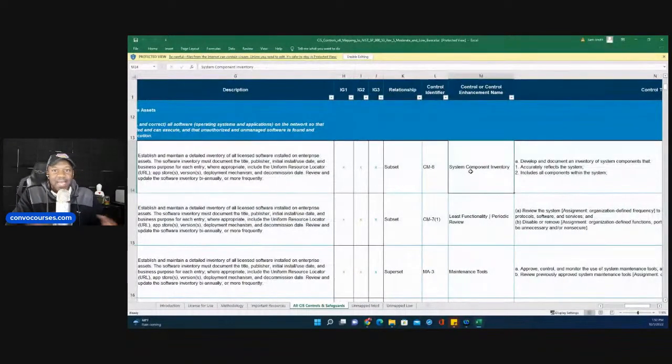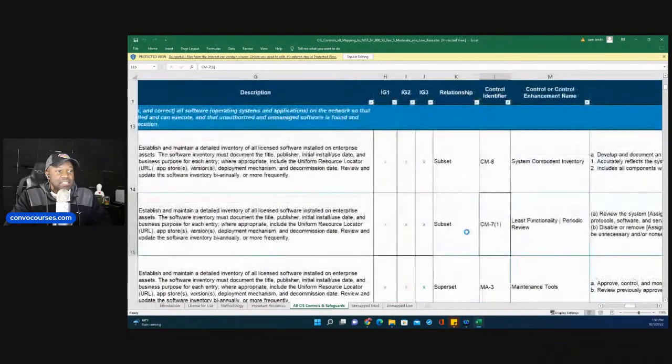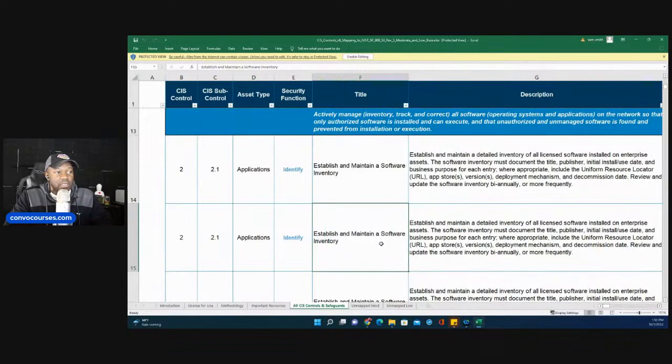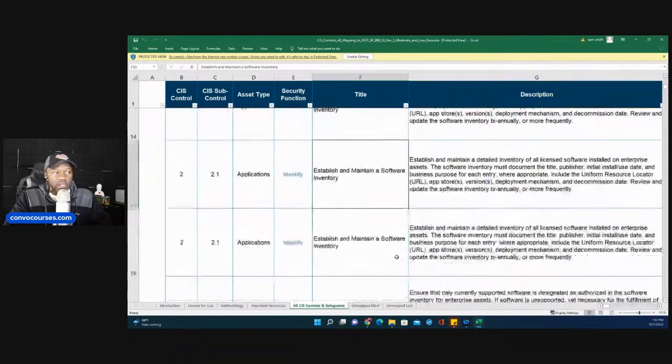They kind of lump them all together in CM8, but you also have CM7, least functionality. That means making sure that you don't have a bunch of services. If you've ever been on the back end of a server, and you see a bunch of services just running in the background, that's not cool, especially if those services are not needed. So this is talking about that. And the CIS has this one in the establishment and maintenance of a software inventory. So let's keep going here.